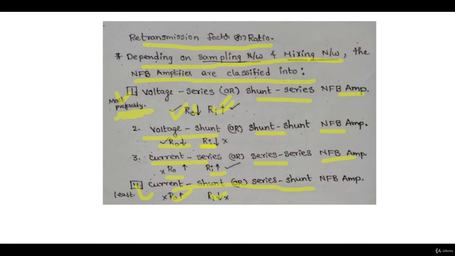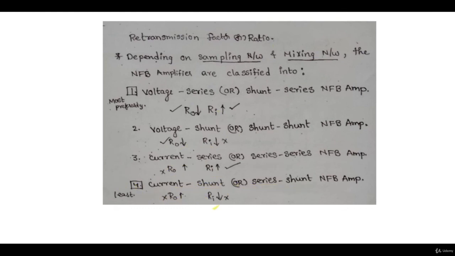So in these three configurations, there is something we don't want. Either we don't want Ri to decrease, or we don't want R0 to increase, or we don't want Ri to decrease and R0 to increase together. That's the reason the most preferable case is voltage series or shunt series negative feedback amplifier. We will be mostly dealing with this one, but still we will see some examples related to other feedbacks as well. So this is the top view of the block diagram of the negative feedback amplifier.